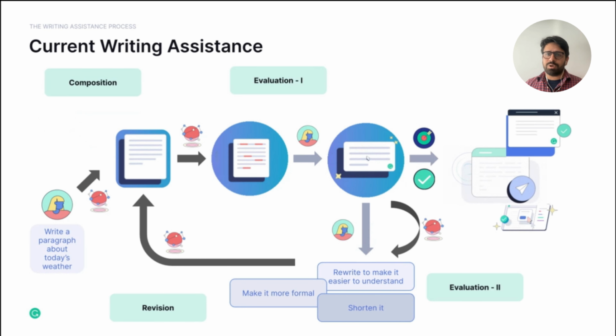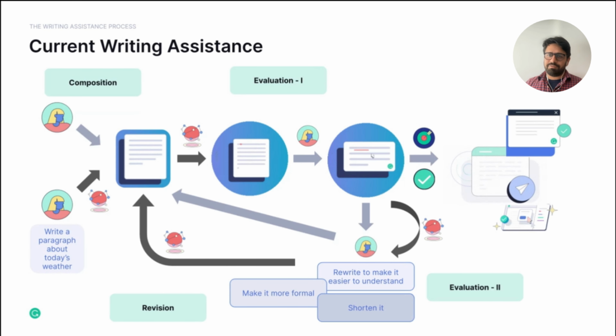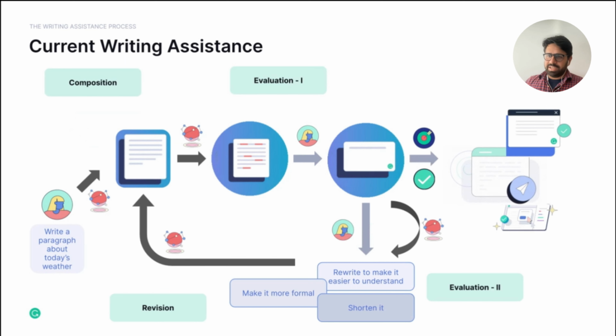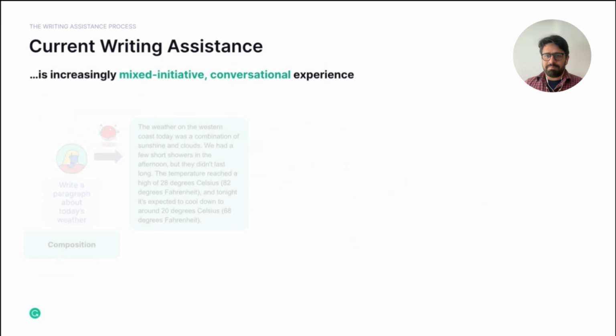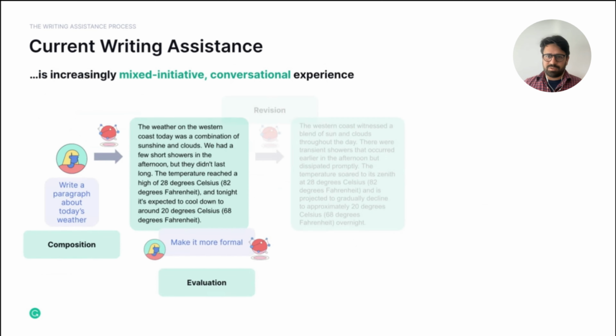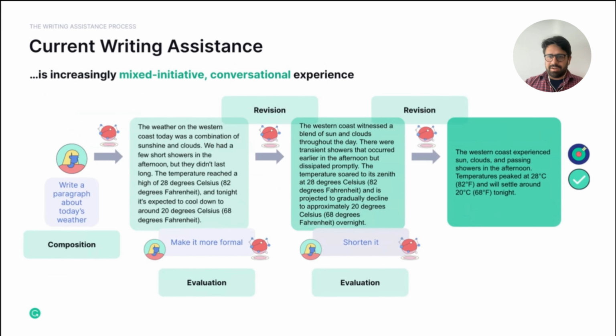So if we remove the older way of composing and revising things, we are left with this. And if unraveled through time, it looks something like this, where, as you can see, a user is having multiple interactions with their writing assistant. And this sequence of interactions spans multiple stages of the writing process, right from ideation to composition and multiple rounds of evaluation and revision.